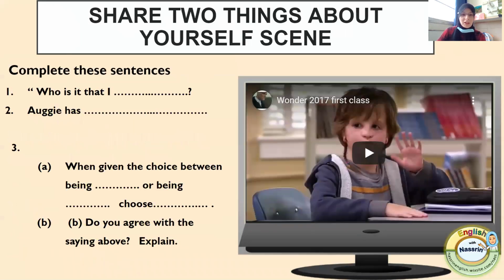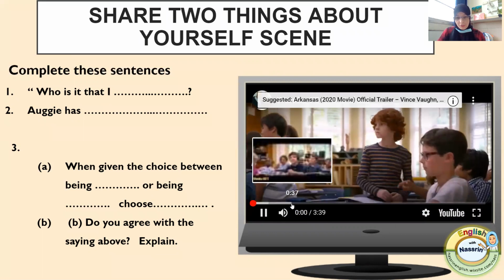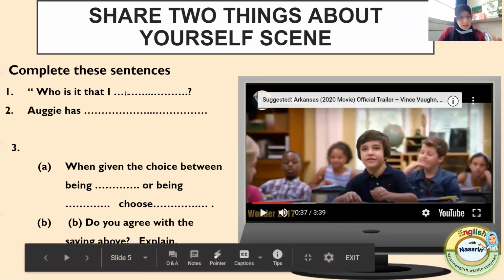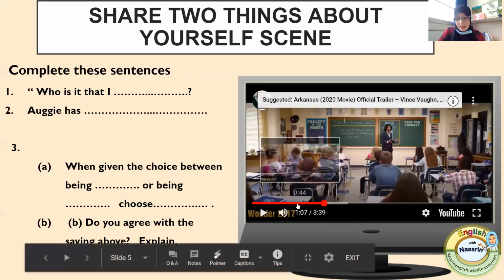And then you have Augie's first classroom scene, where they actually get to watch the short clip. They focus here on their listening skills, and they have to listen and complete certain sentences that are available on the left-hand screen. If I play it very quickly over here, you would see, for example, this is the first sentence, where who is it that I, and they need to complete the sentence.